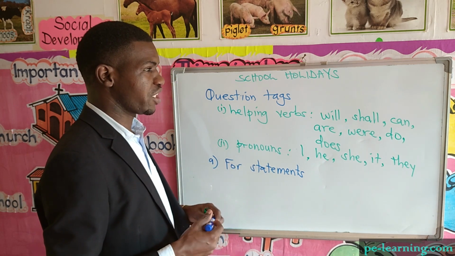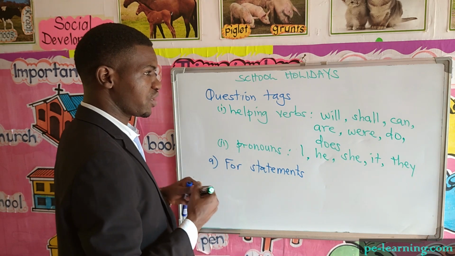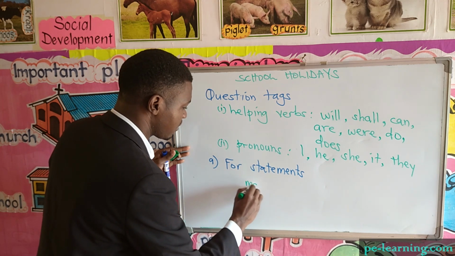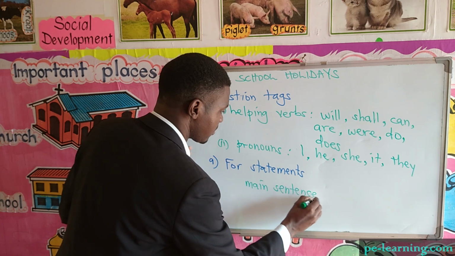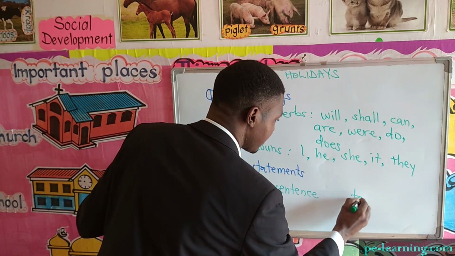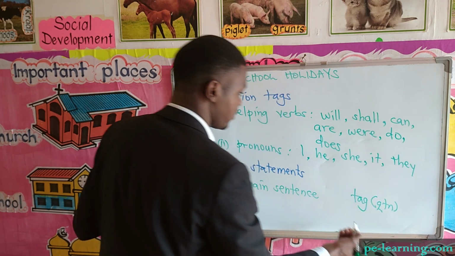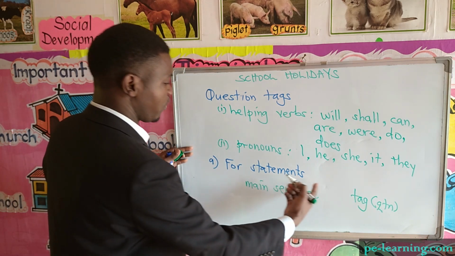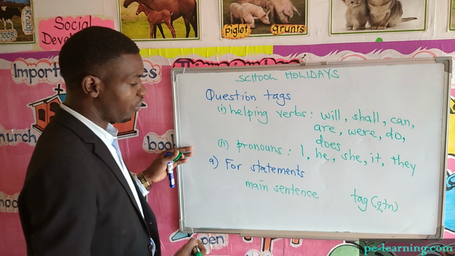One thing we have to note here is that when you're looking at the statements, the question tags for this, the two parts, we have the main sentence, and then we have what we call the tag itself, which is in form of a question. This is a short form for question. So there are two parts of the statement, the main sentence, and then the tag, which is in the question form.